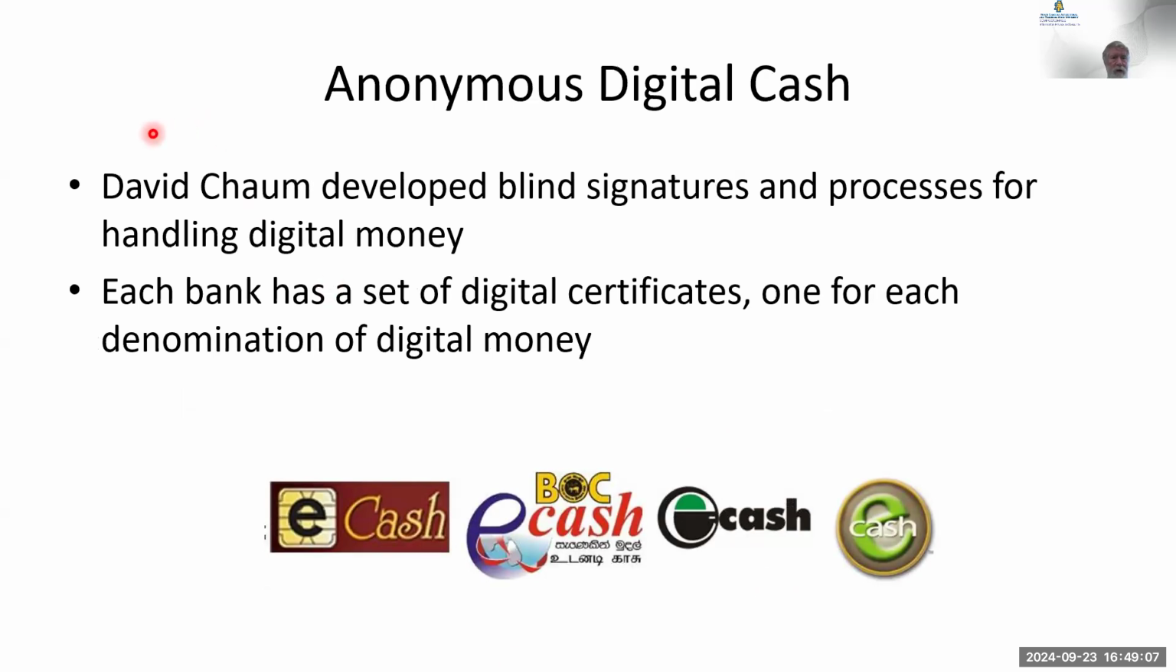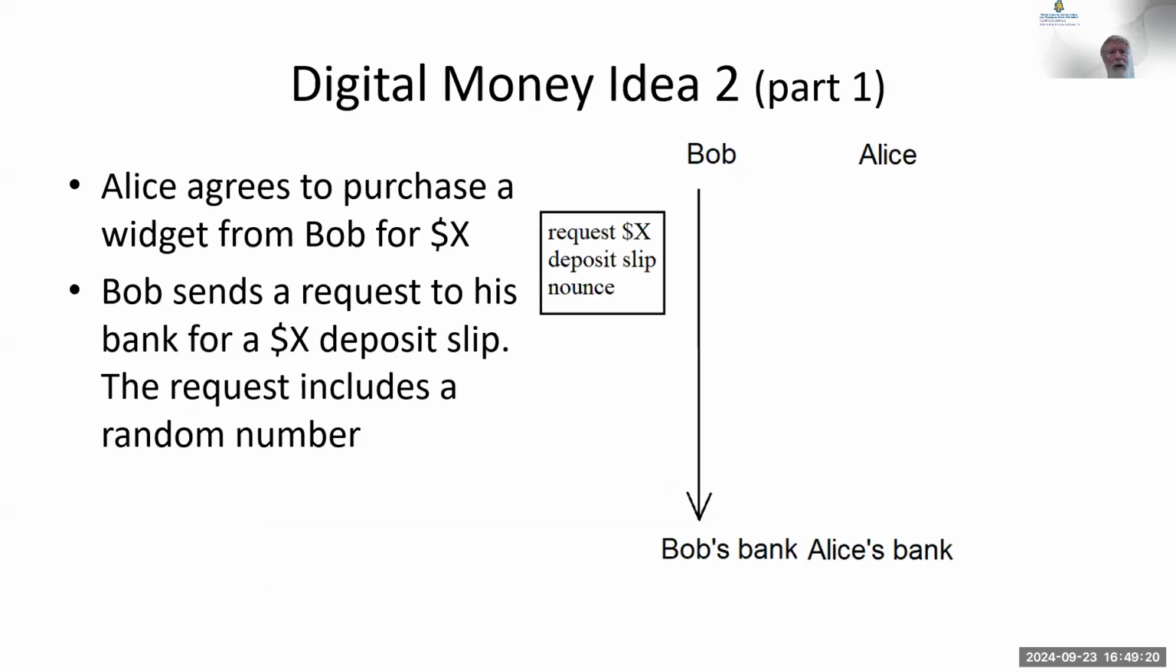Anonymous digital cash. Dave Chaum, yes, the blind signature fellow, has an idea. Each bank has a set of certificates, one for each denomination of digital money. There are other ways to do this. This is one. Okay, so here we go. There are several parts to this.